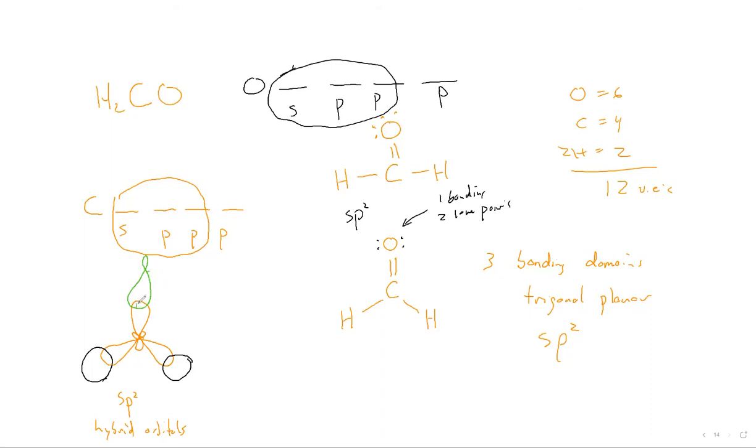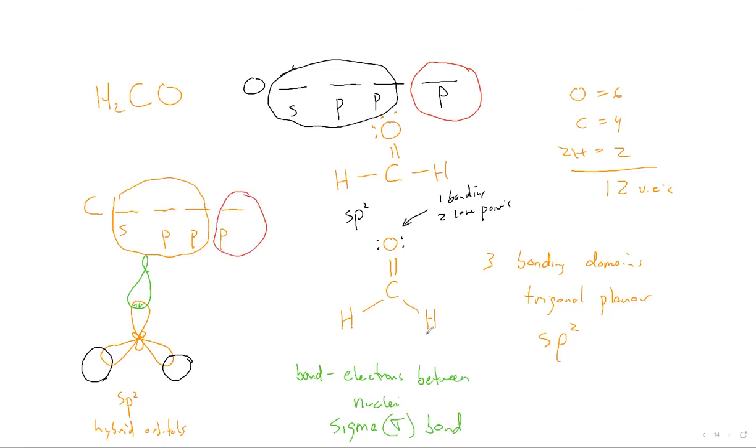So there's the bond. And so whenever you have a bond where the electrons are between nuclei, we call that a sigma bond. Sigma bond. And so most bonds are sigma bonds, right? So there's a sigma bond here, there's a sigma bond there. So there's 3 sigma bonds. But what's left over, right? If we look here, we can see that there is a leftover P on the oxygen and there's a leftover P on the carbon.